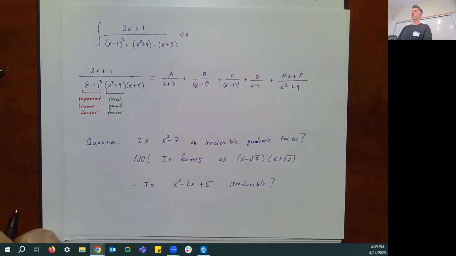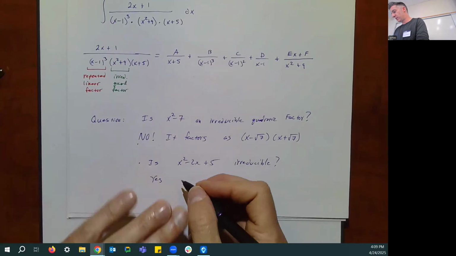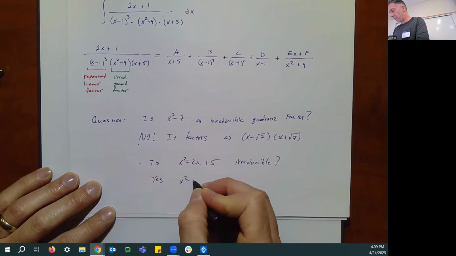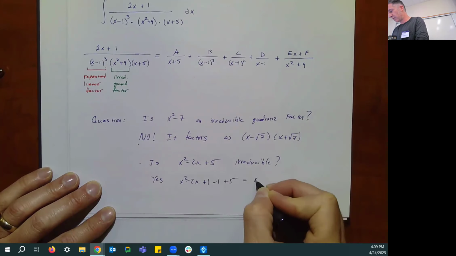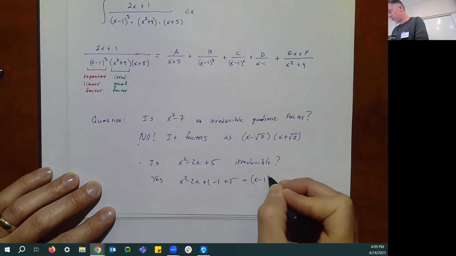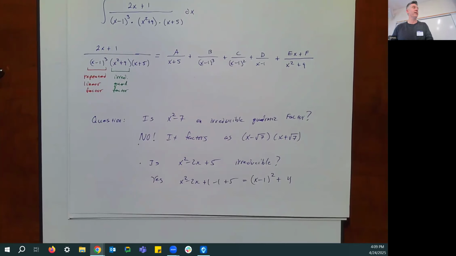It sure is irreducible. Because if you complete the square, it's x squared minus 2x plus 1 minus 1 plus 5, which is (x minus 1) squared plus 4. And that parabola has a vertex at (1, 4) and opens upwards, so it never hits the x-axis. Or you can use the quadratic formula and see that there are no real zeros.